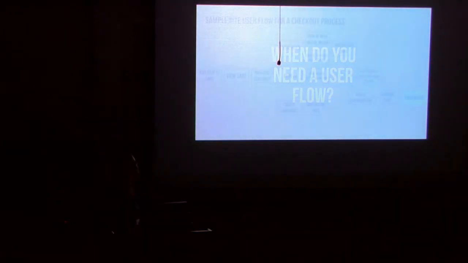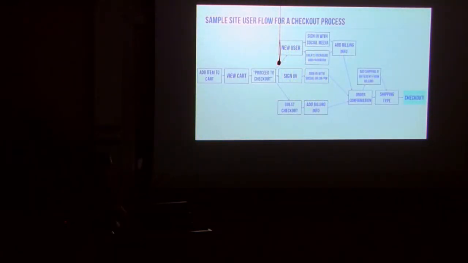So here's an example of a user flow for a checkout process. As you can see, when drawing out all the steps of a simple checkout process, there's a lot of steps that someone has to go through for a simple, basic checkout process. Looking at this user flow, we can tell that the longest path to checkout is creating a new user account before checking out. That's why having a guest checkout option for users in a hurry is a great option.